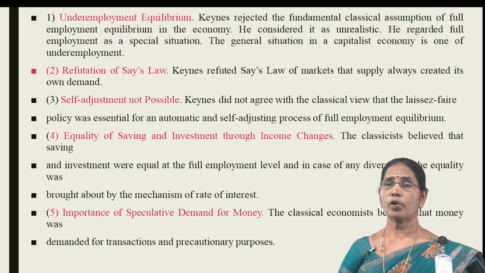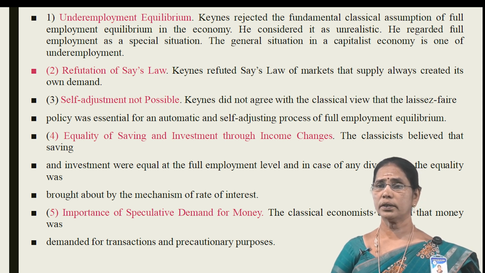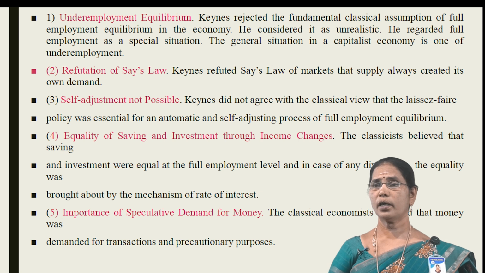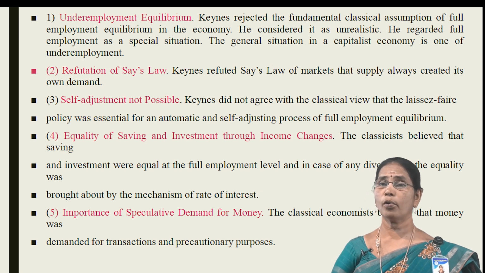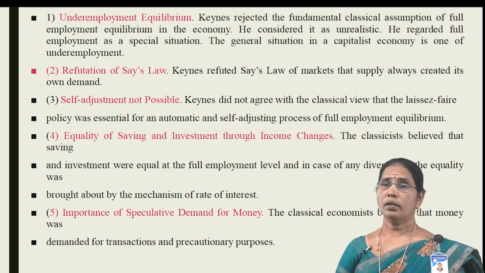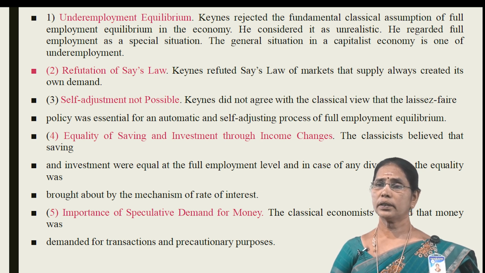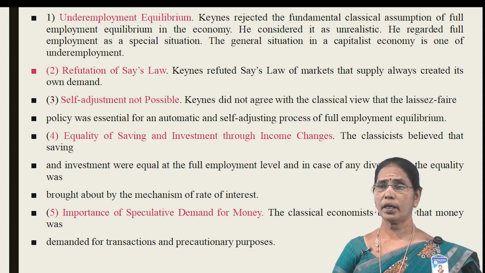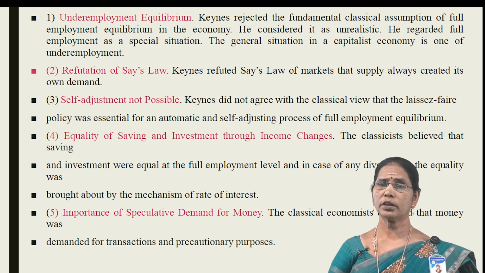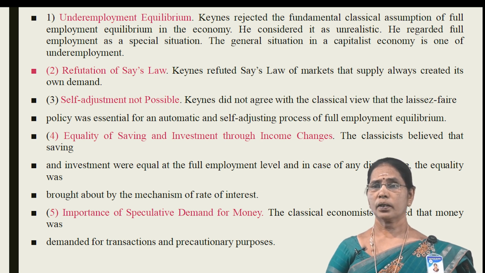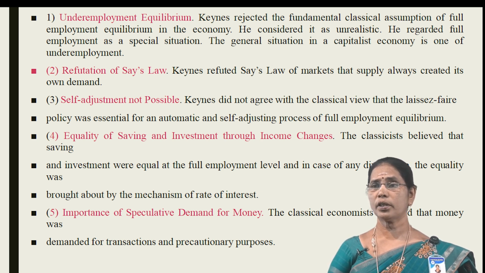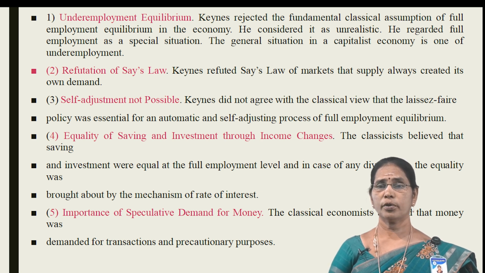First one is underemployment equilibrium. Keynes rejected the fundamental classical assumption of full employment. In the economy, he considered it as unrealistic. He regarded full employment as a special situation. The general situation in a capitalistic economy is one of underemployment equilibrium.